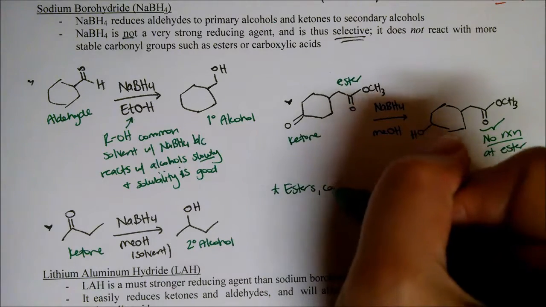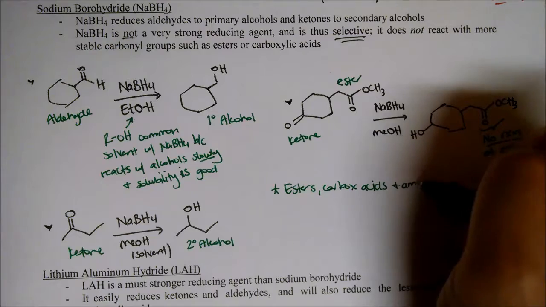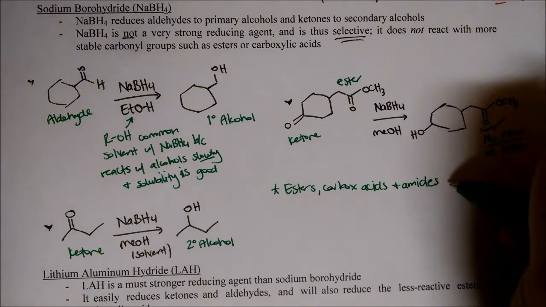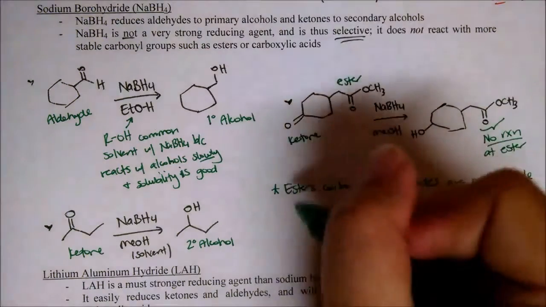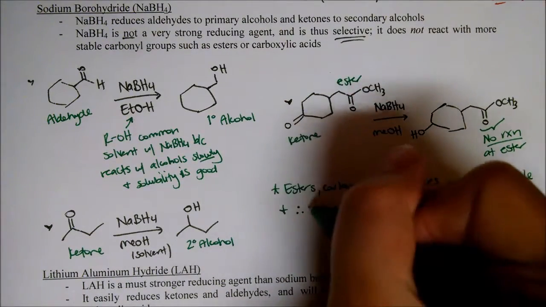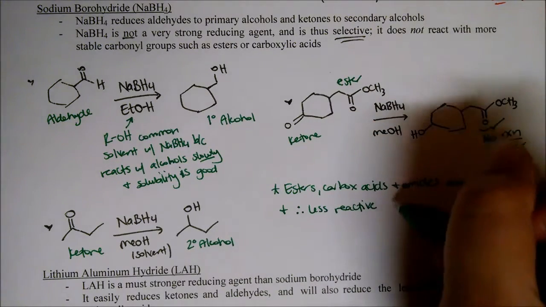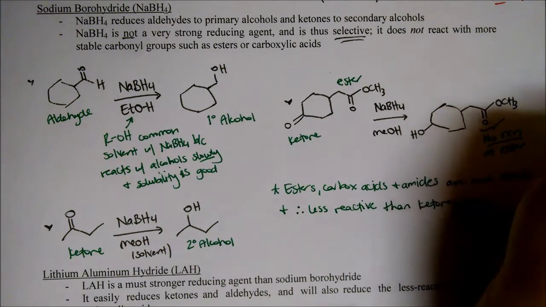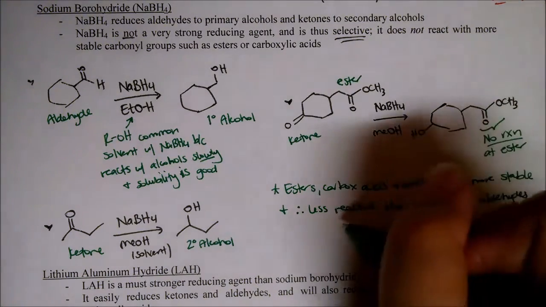Okay? And so, this is important: esters, carboxylic acids, and amides. Go back and review those functional groups. These are all very stable carbonyls, okay? Carbonyl functionalities are more stable, and therefore, they're less reactive. So NaBH4 doesn't react. They're less reactive than ketones and aldehydes. Okay, why?